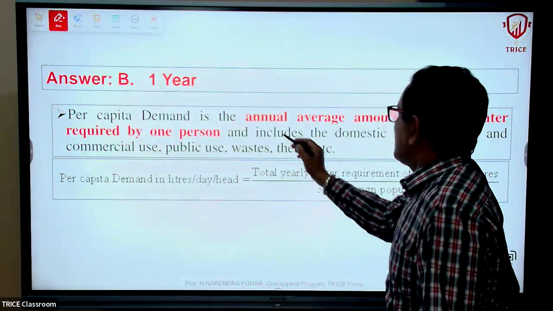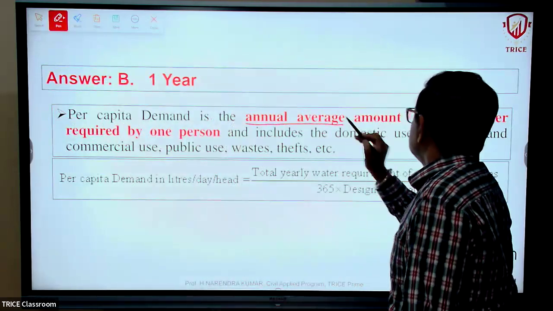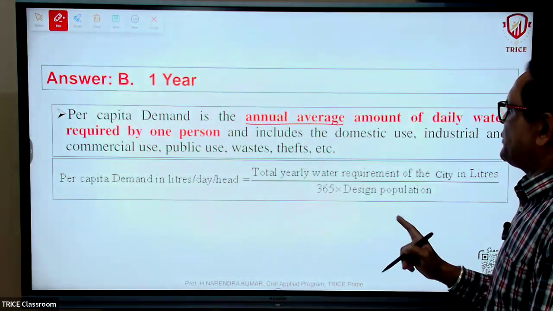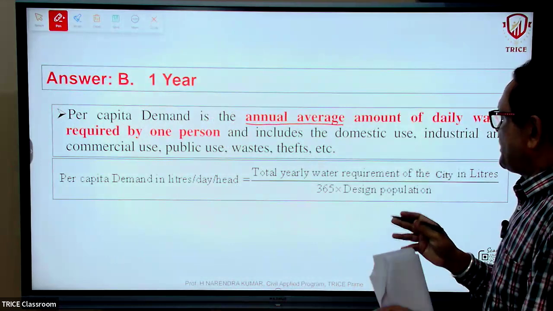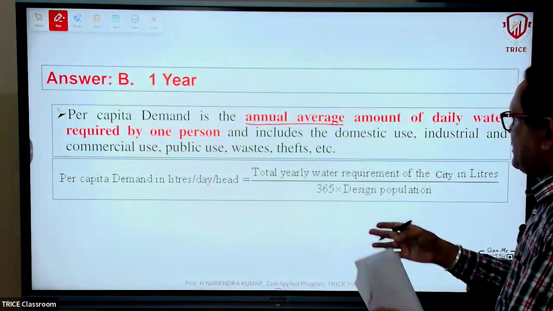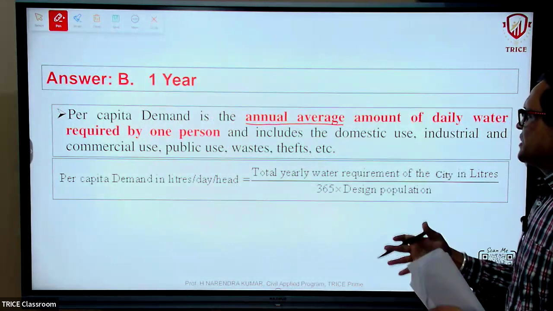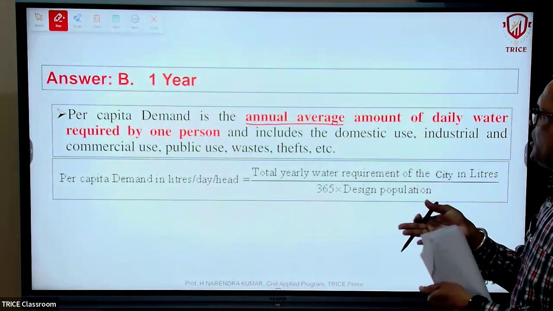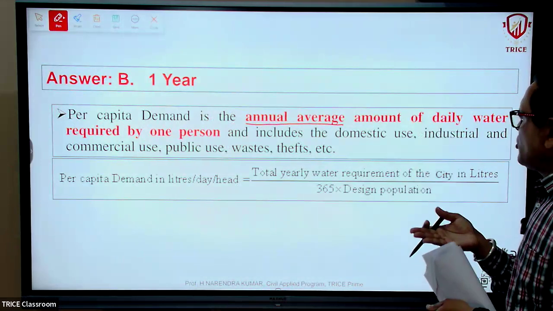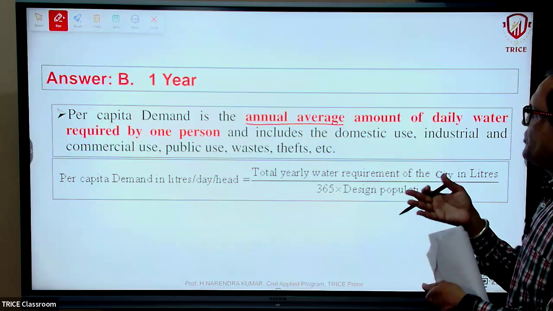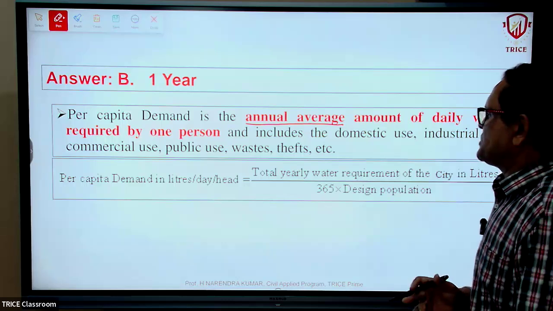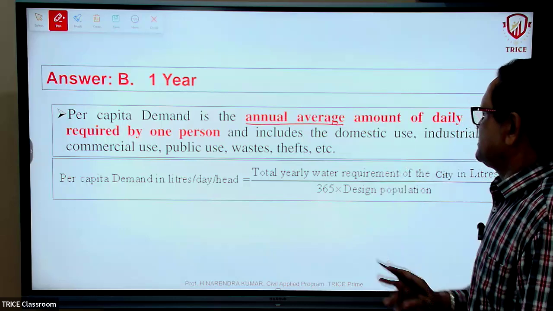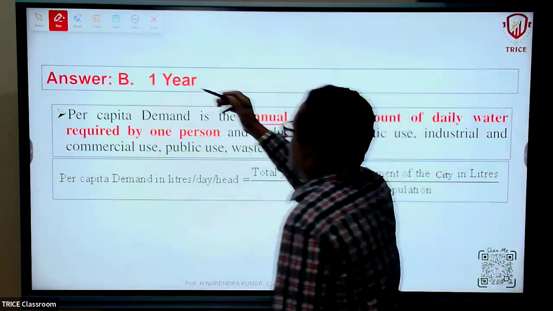The definition says annual average. The answer is there itself: annual average amount of daily water required by one person. So per capita demand is calculated, whatever it may be, 270 LPCD or 330 LPCD. It is based on one year of data. They collect one year of data and go for the annual average amount of daily water required by one person. That is why it is called LPCD, liters per capita per day. So it is a one year calculation.